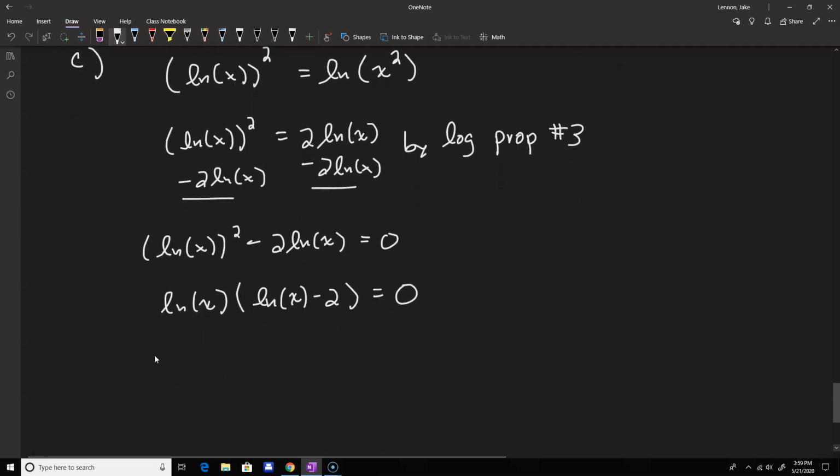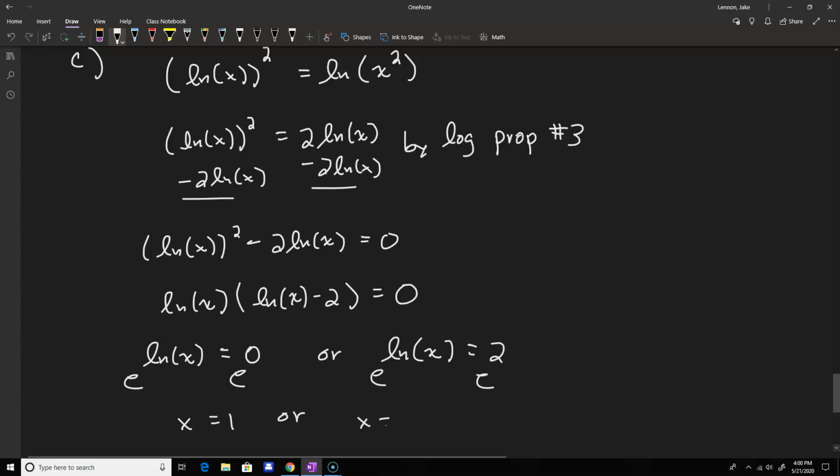Well, then we can just set each factor equal to 0 and solve. So we either have the natural log of x is equal to 0, or the natural log of x minus 2 is equal to 0, which is the same as the natural log of x equaling 2. Then you can just make everybody a power of e, and we see that x has to either equal 1 or x is equal to e to the second power. And again, that's by inverse property number 2.